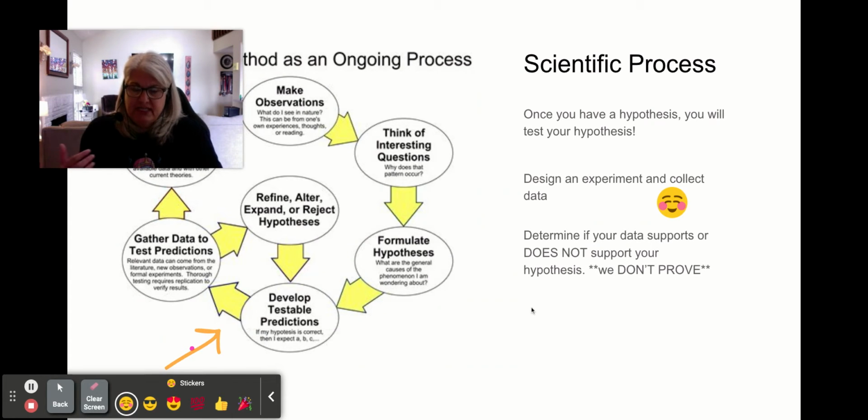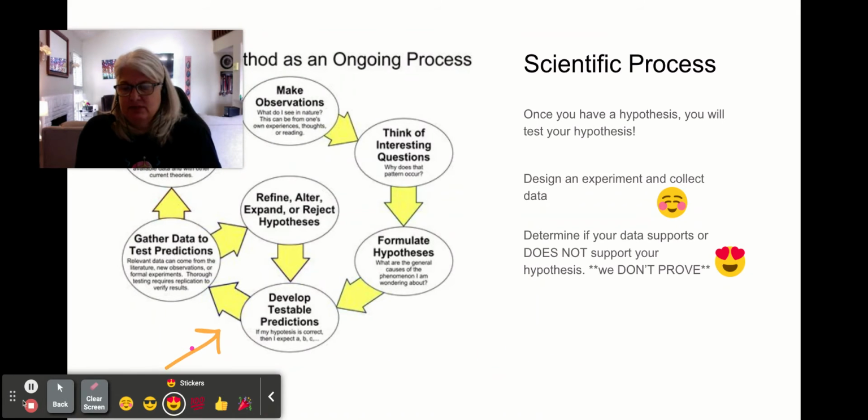Once you have your data, you have to analyze the data and decide, did it support my hypothesis or did it not support it? For example, if all the geese numbers were the same, then that would support my hypothesis. But if there were less geese in the winter months, that would not support my hypothesis. In that case, I have to figure out what I think happened.